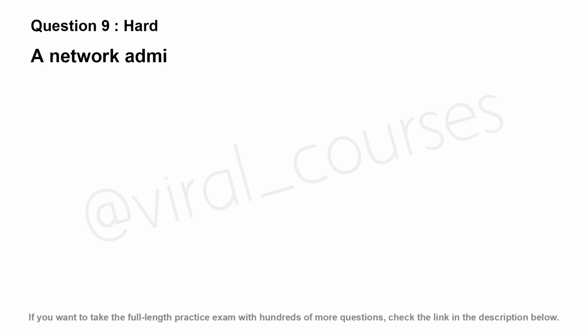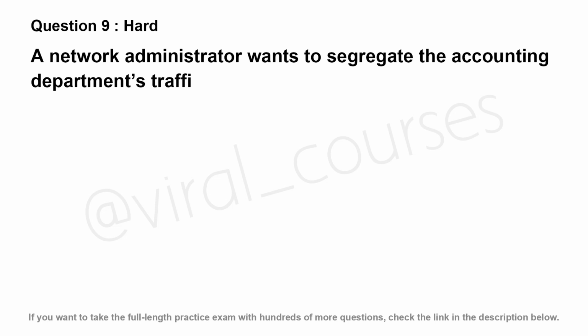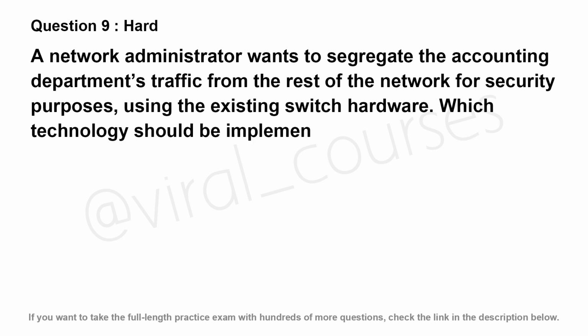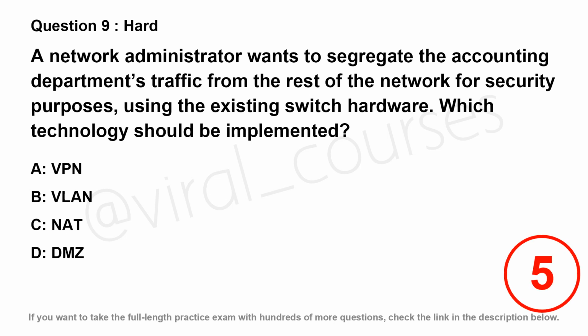A network administrator wants to segregate the accounting department's traffic from the rest of the network for security purposes, using the existing switch hardware. Which technology should be implemented? Option A, VPN. Option B, VLAN. Option C, NAT. Option D, DMZ.